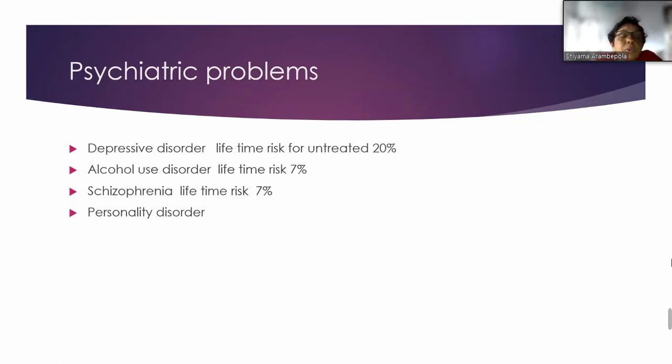So when it comes to psychiatric problems, depressive disorder has a lifetime risk, if untreated, of 20% of the people committing suicide, and alcohol use disorder lifetime risk is about 7%. And schizophrenia, lifetime risk is about, again, 7%. I think personality disorder, they said about 10%.